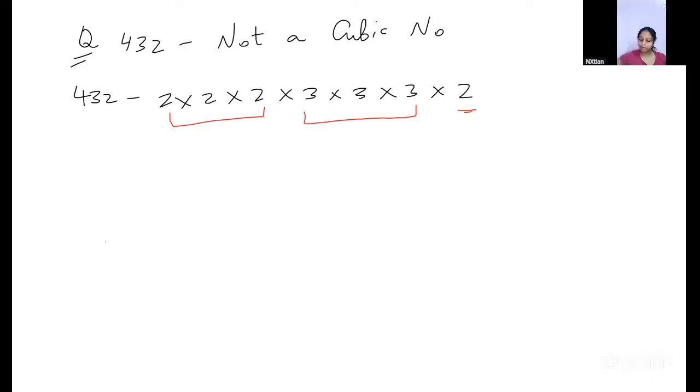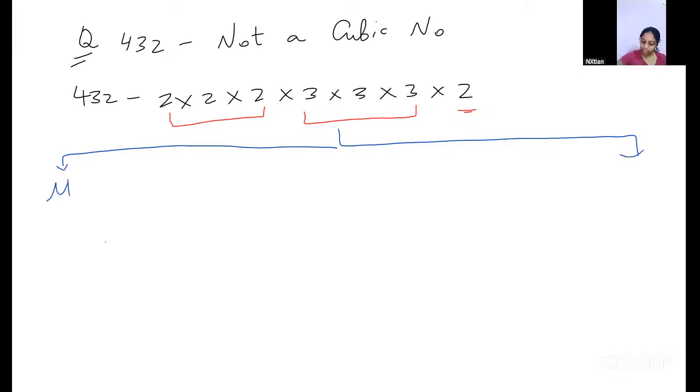Now, look carefully. There are two methods to make a number a perfect cubic number. Here is the multiplication method. I'll show you both the methods. Here we will do the multiplication method.